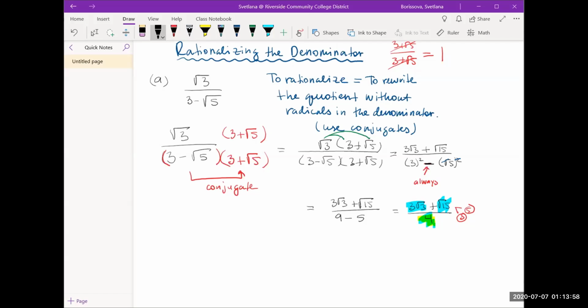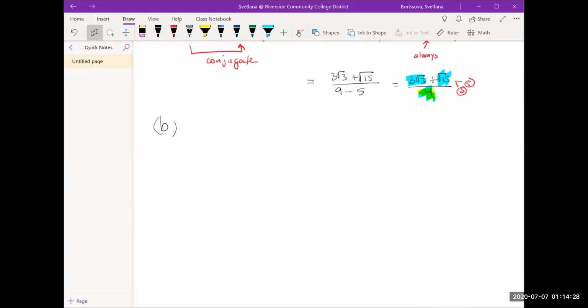Okay. Perfect. So let's do one more example. Or maybe just, let's do two more. Well, the next one will look like this: 11 over 6 minus square root of 3. Same question. We need to rationalize the denominator.